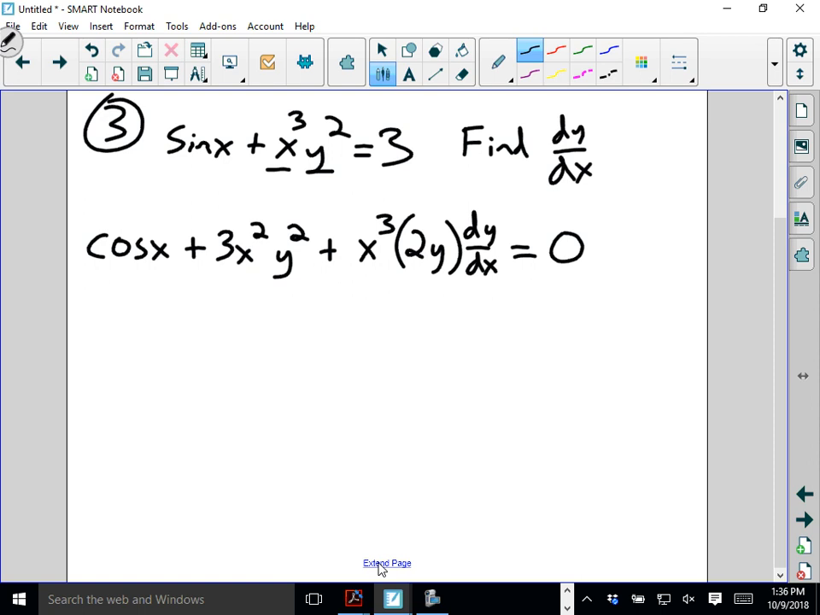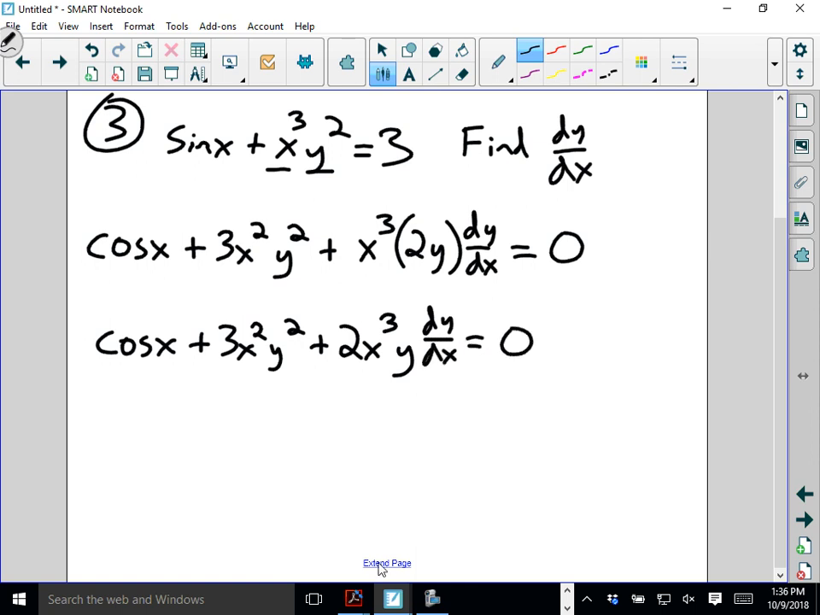The next thing I want to do, before I start solving or getting dy dx alone, is just reorganize a little bit. The first two terms don't need any reorganizing, but the third term does. And it'll just help us make sure we do this correctly. So I'm going to rewrite this thing as cosine x plus 3x squared y squared plus 2x cubed y dy dx equals 0.